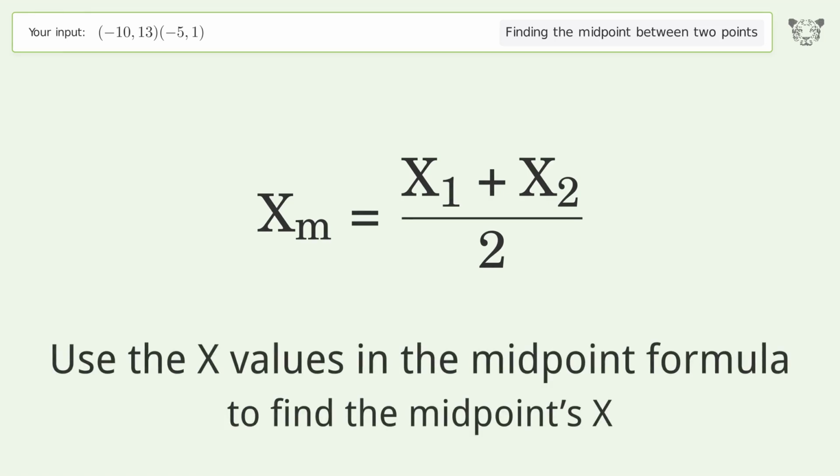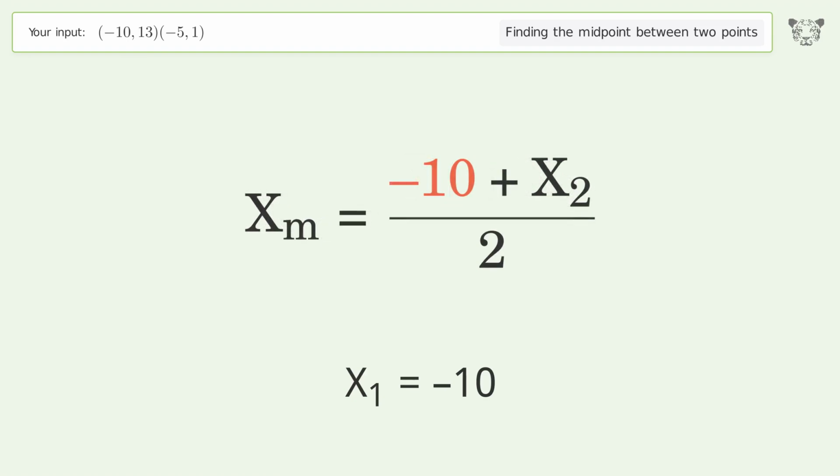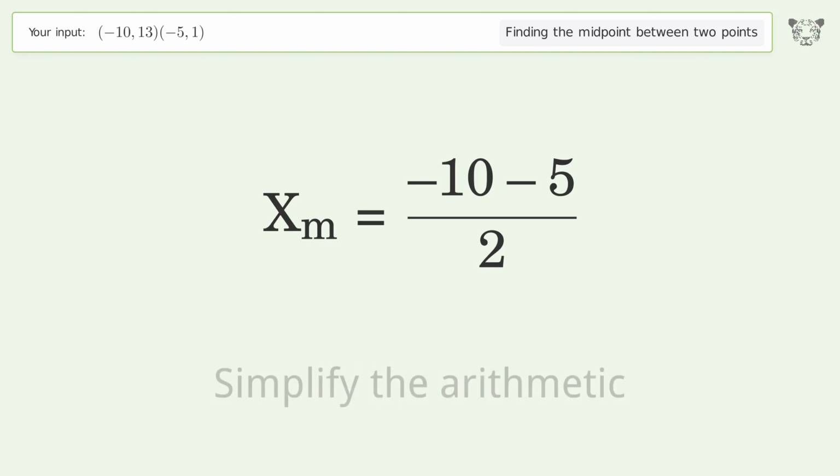Use the x values in the midpoint formula to find the midpoint's x. x1 equals negative 10. x2 equals negative 5. Simplify the arithmetic.